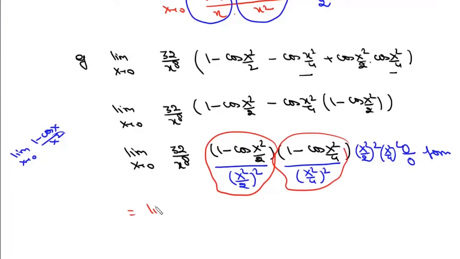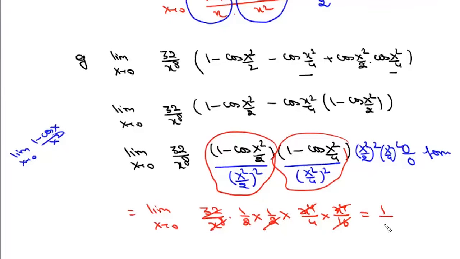So we are going to write this as this limit x tends to 0, 32 upon x to the power 8 into 1 by 2 into 1 by 2, and here it is x to the power 4 upon 4, and here it is x to the power 4 upon 16. Now x to the power 8 will cancel with x to the power 8, and here this 32 will also cancel. So the value of this limit is simply 1 by 8.